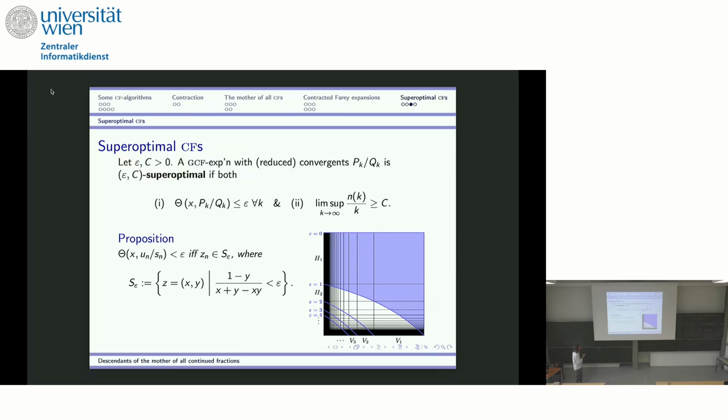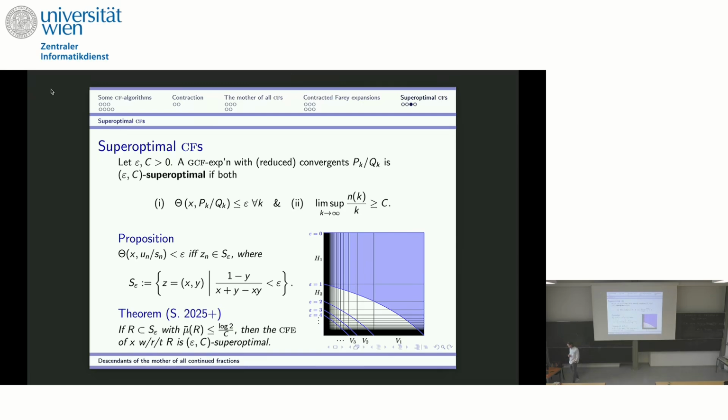Okay? So one can show that the approximation coefficient of x and the nth Farey convergent is less than epsilon if and only if the nth point in the forward orbit under the slow Farey natural extension map lands in this region S sub epsilon. So if you land very close to the top of this picture, then you have a very good approximation coefficient, a very small approximation coefficient.